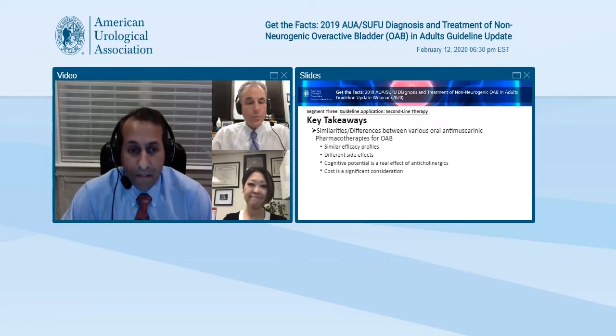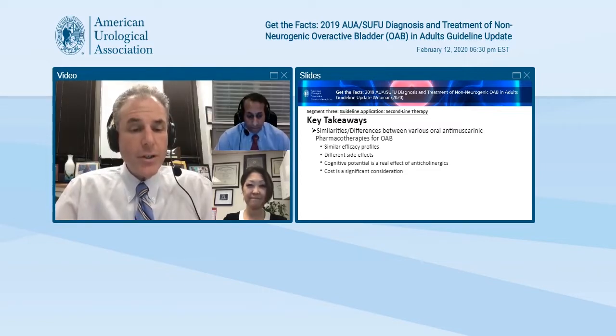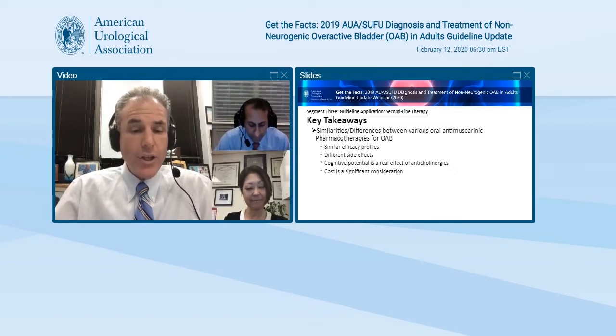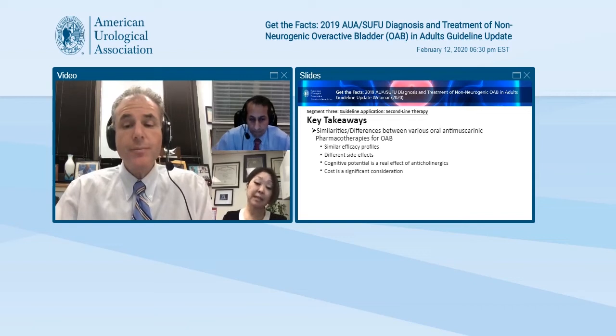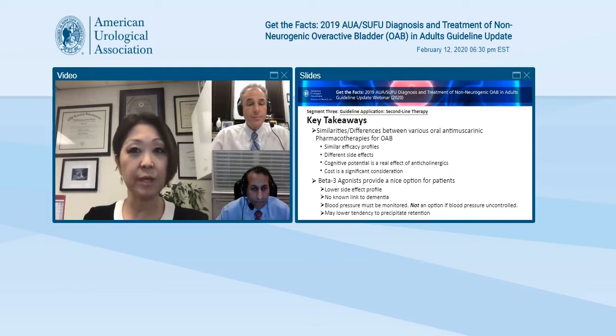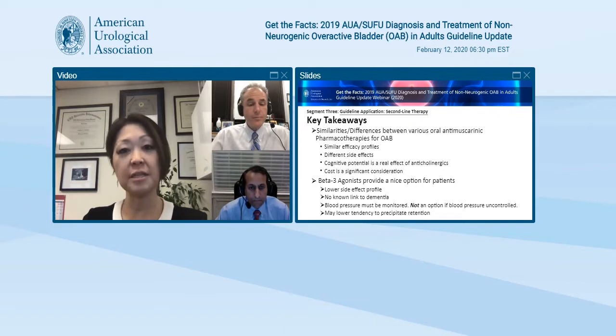All good points, all legitimate points, Dr. Vasavada. Dr. Kobashi, we now have beta-3 agonists, or at least one currently, Mirabegron. With the changes to the guideline that we had mentioned earlier, has this altered your approach to the pharmacologic therapy for the OAB patient? I mean, it has, for reasons we've touched upon already, and that is really the side effect profile being lower with the beta-3 agonists as compared to the antimuscarinics that we had traditionally utilized.